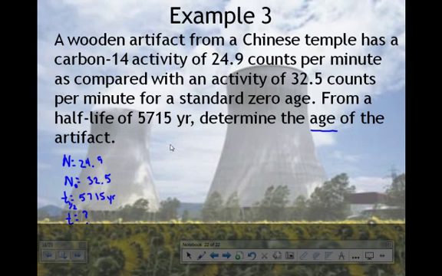So we are going to use our equation. The natural log of our amount divided by our initial amount is equal to minus k times t. Well, we don't know k. We better come back and solve for k. K is equal to 0.693 over T1/2. And T1/2 is 5,715 years. So what do I get for k? That gives me 1.2 times 10 to the minus 4.